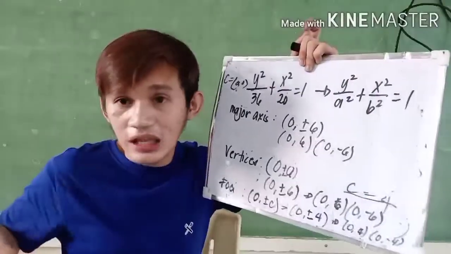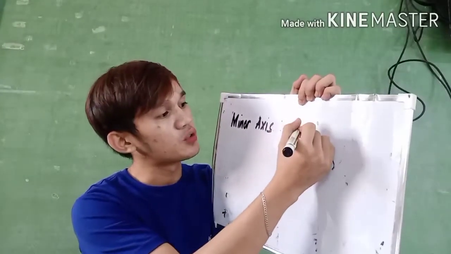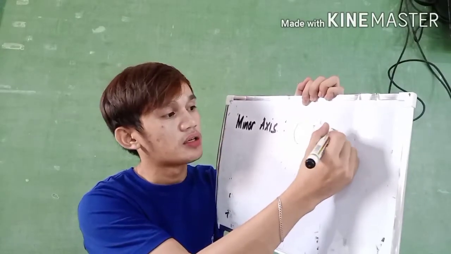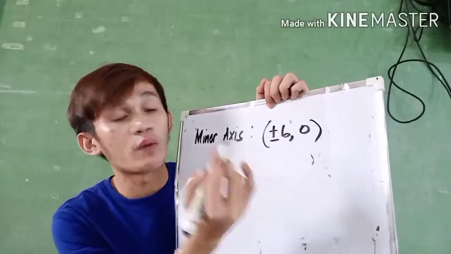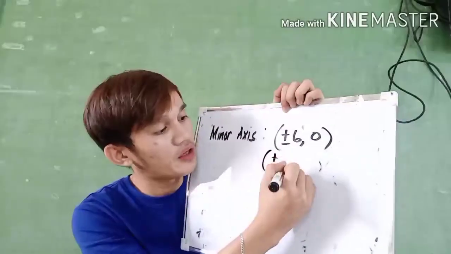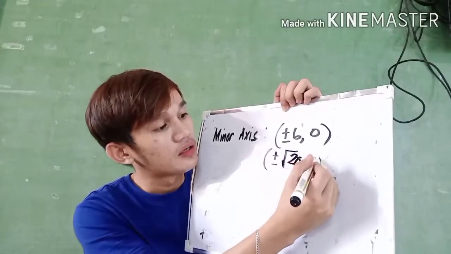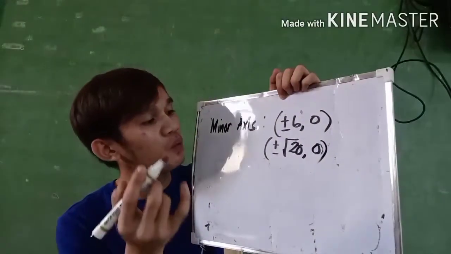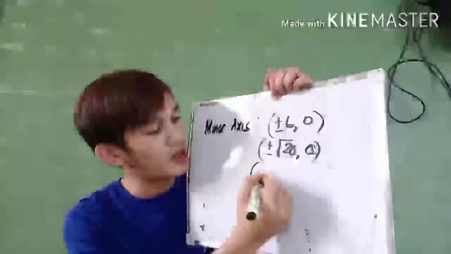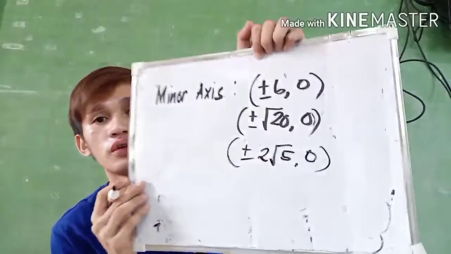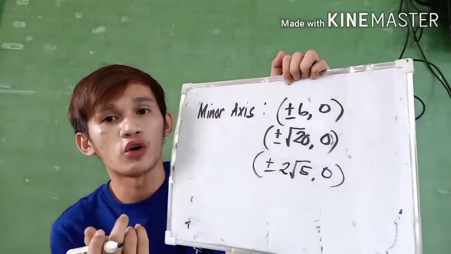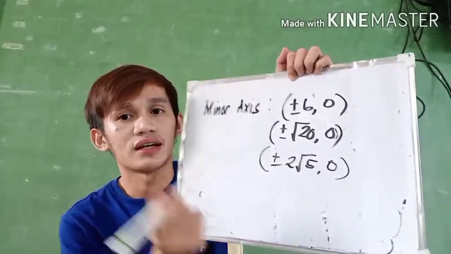Now, paano naman po ang ating minor axis? So, ang gagawin lang natin para makuha natin yung ating minor axis is we are going to use this one. So, plus or minus b, 0. Since we know that our b is square root of 20, you're just going to substitute. And we can actually simplify this. So, this will be plus or minus 2 square root of 5, 0. Okay, so this is our minor axis.